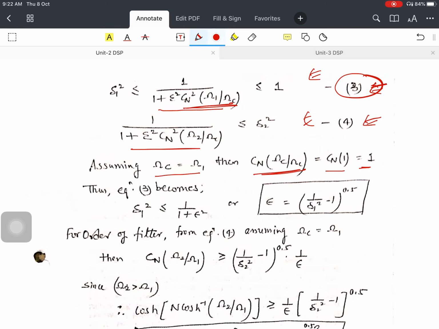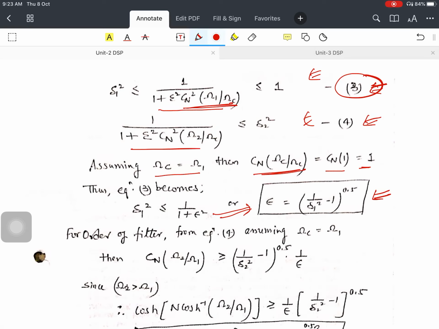Now from this equation we can find out the value of epsilon. So epsilon equals (1 upon delta 1 square minus 1) to the power 0.5. This is an important equation for calculating epsilon.